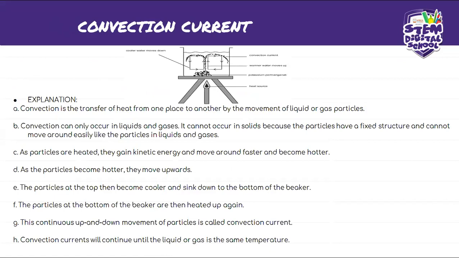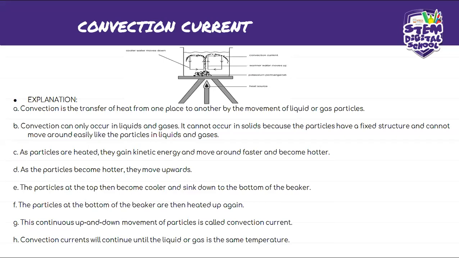Now, let's look at what is happening there. Convection current, as we already had, is the transfer of heat from one place to another by the movement of liquid or gas particles. Convection can only occur in liquids or gases. It cannot occur in solids because the particles have a fixed structure and cannot move around easily like the particles in liquids and gases.